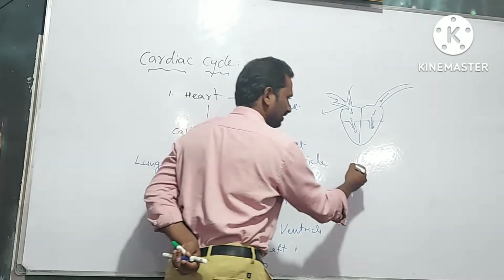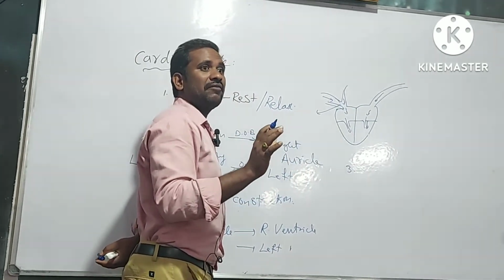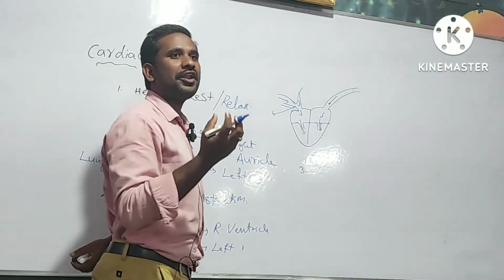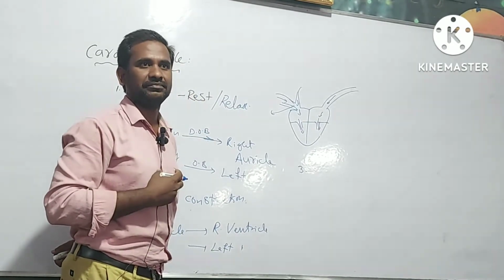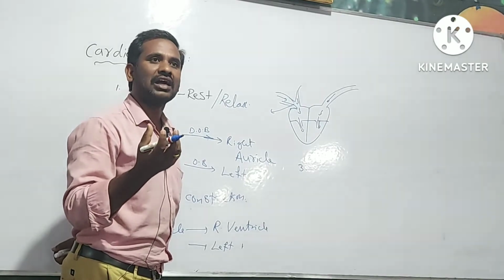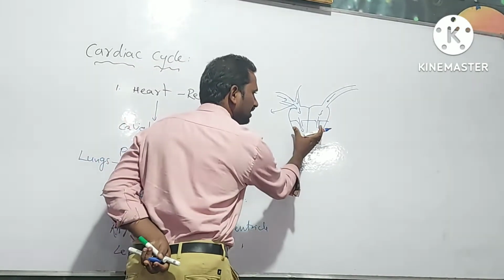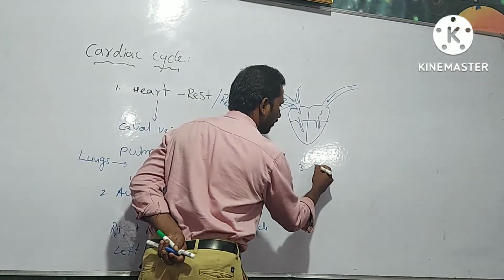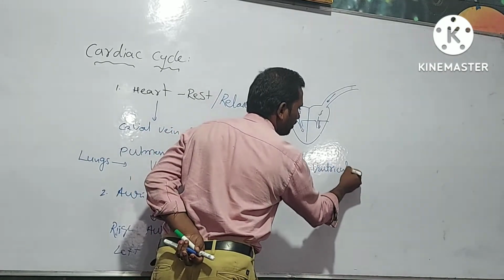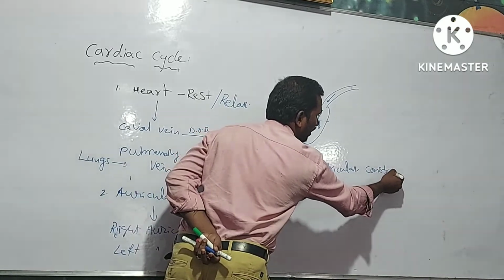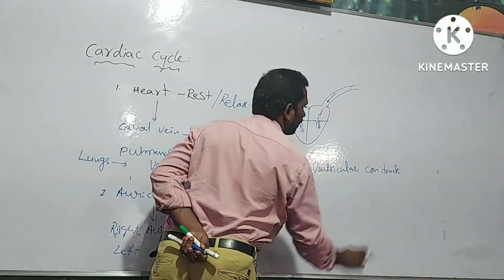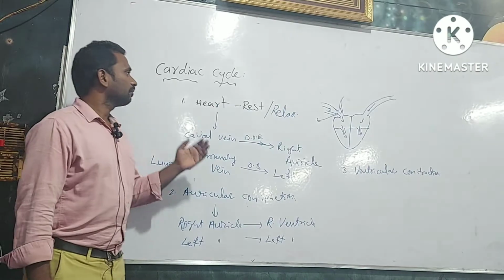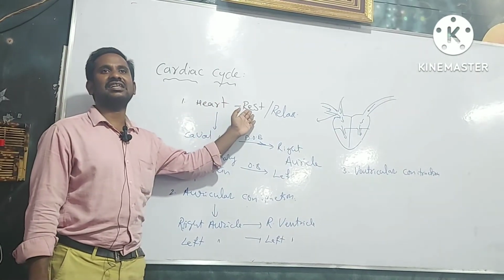Now in the next, third step, when the blood has come from the auricles, ventricular contraction will start here. It means this portion will contract. It will start contraction, so ventricular contraction, or ventricular systole.